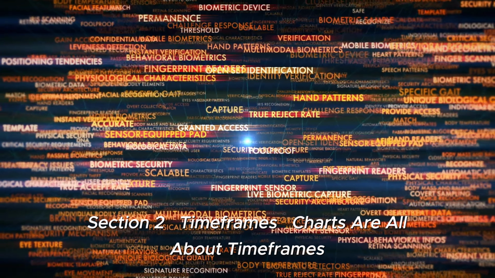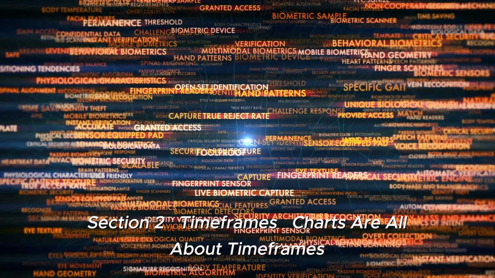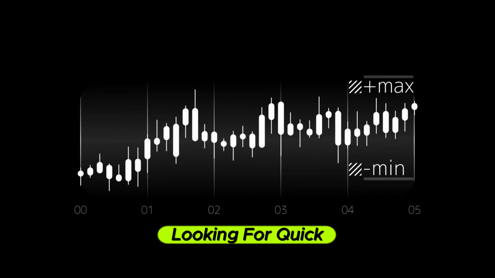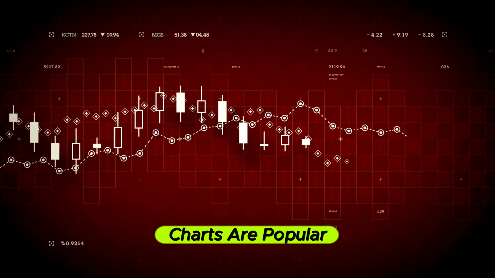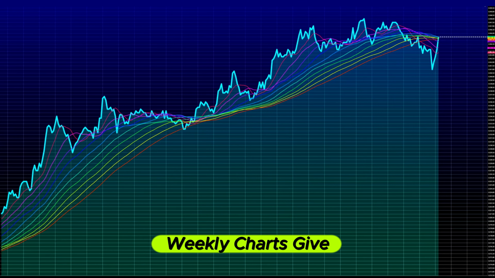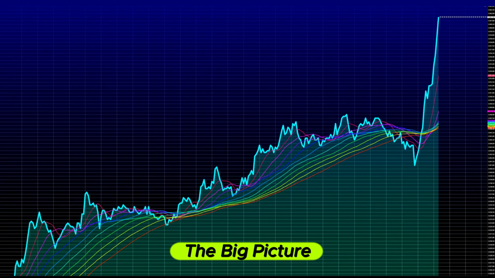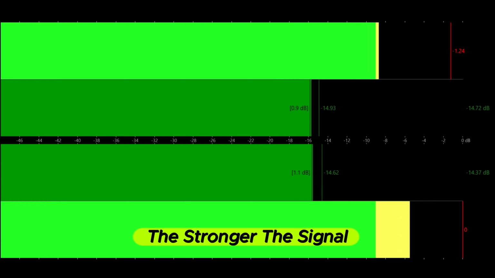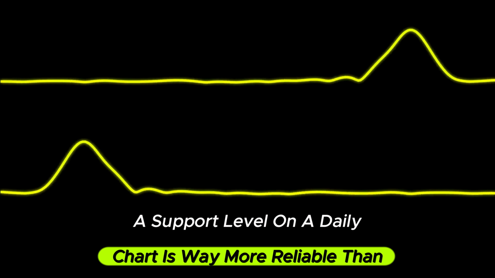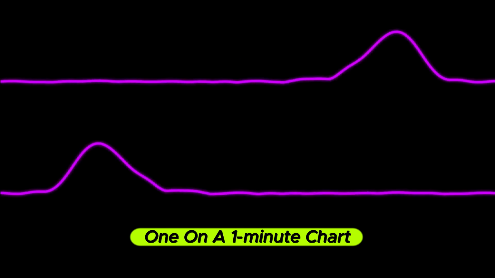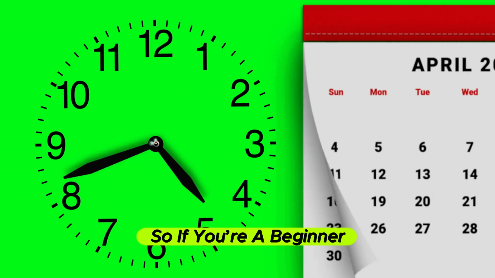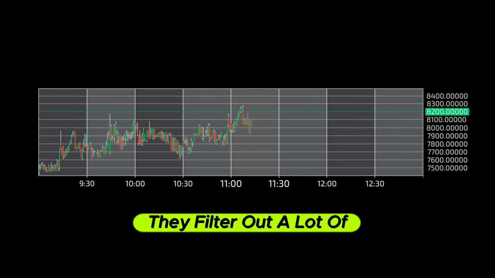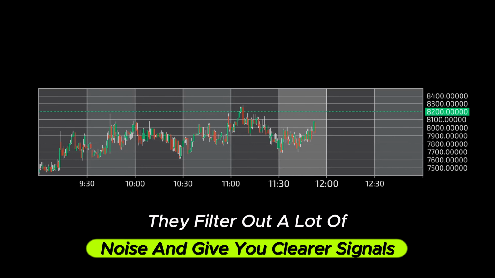Section 2. Timeframes. Charts are all about timeframes. 1-minute or 5-minute charts are used by day traders looking for quick moves. 4-hour and daily charts are popular for swing traders. Weekly charts give long-term investors the big picture. Here's the trick: the bigger the time frame, the stronger the signal. A support level on a daily chart is way more reliable than one on a 1-minute chart. So if you're a beginner, focus on the 4-hour and daily time frames. They filter out a lot of noise and give you clearer signals.